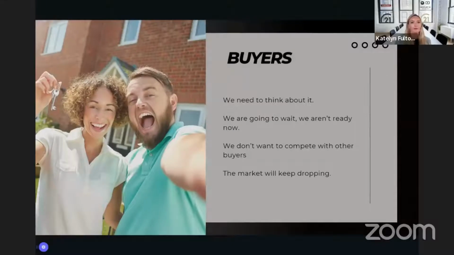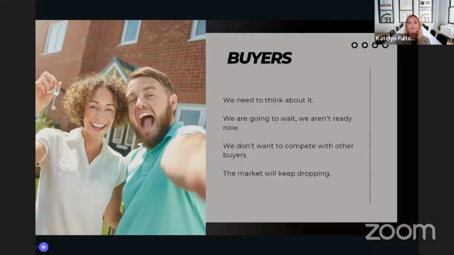Okay, working with buyers. So when you get on a buyer consultation, they may say, you know what, we're just going to think about it. Not ready. We're going to think about it. We're going to wait. We're not ready right now. We don't want to compete with other buyers. Maybe there's a presentation happening. We don't want to wait, or we don't want to compete. The market's going to keep dropping, so prices are going to go lower.